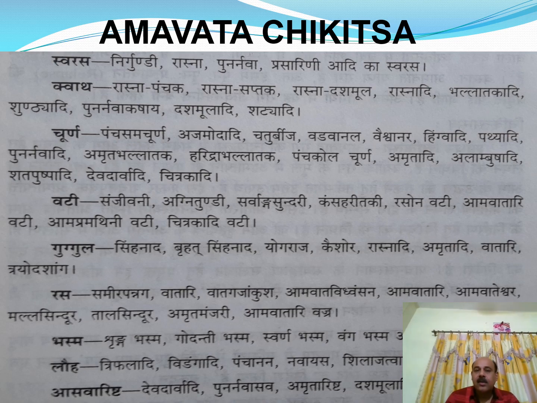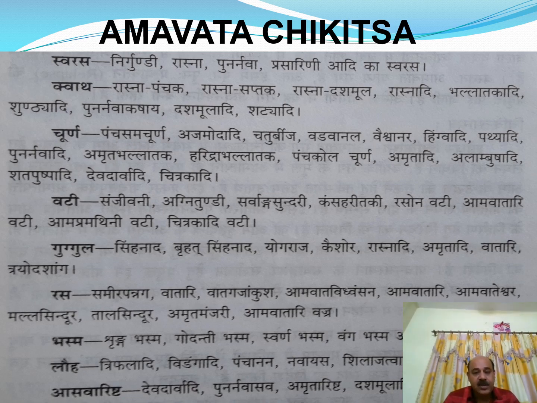Apart from that, various compound preparations can also be used. Punarnava Swaras can be used, Nirgundi Swaras can be used, and Rasna Panchak Kwath, Rasna Saptak Kwath, Rasna Dashmul Kwath, Punarnavashtak Kwath can also be effectively used in the management of Amavata. Different Churan preparations can be used like Pancham Churan, Ajmodadi Churan, Panchkol Churan, Trikatu Churan. Among different vatis, Sanjeevani vati, Agnitundi vati, Amavata vati, Amapachak vati, Chitrakadi vati can be used.